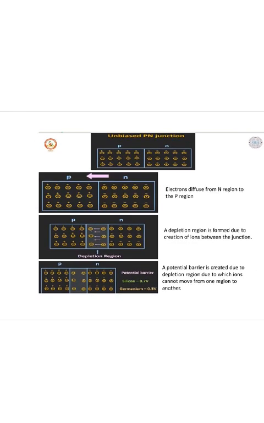Because of this, a region called the diffusion region is formed. You can observe it here. This is the depletion region, and it is formed due to the creation of ions at the junction. Next is the barrier. A potential barrier is created due to the depletion region, due to which the ions cannot move from one region to another. So you can see a potential barrier is formed.